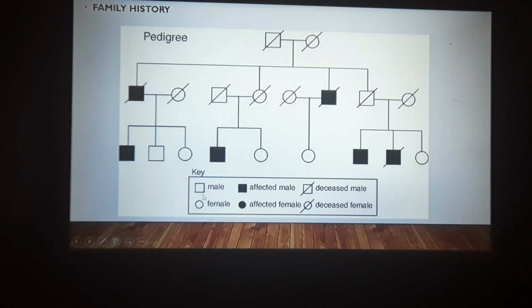So what does this mean, mainly husband and wife. If it is like this, then it is male, and if it is a circle, female, if it is a block, then affected male, affected female, if it is line crossed, then deceased male. Deceased means they are dead. So if they are dead, then this is deceased female. This is about the family tree.